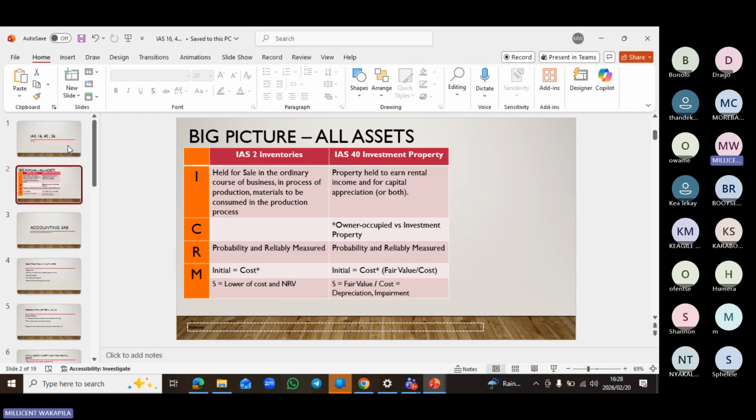And then we go to the PPE. PPE is actually property that we are holding for administrative purposes. Yes, it's mainly for administrative purposes. Let's say that you have a building that you're actually using as your office space.